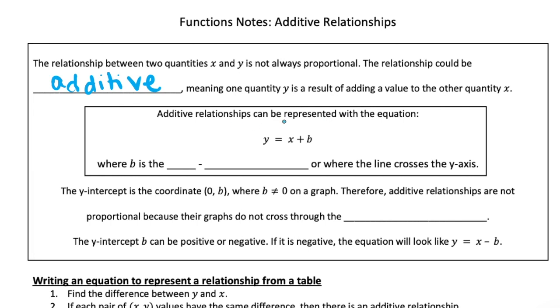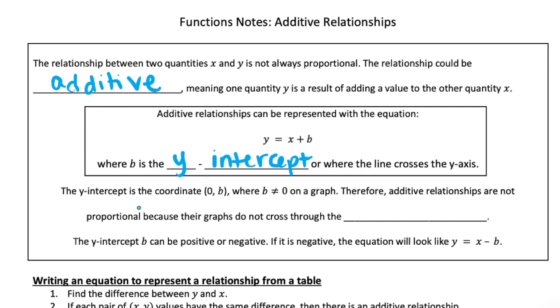So an additive relationship can be represented with the equation y equals x plus b, where b is called our y-intercept, or that's where it would be crossing the y-axis. We kind of talked about the word intercept. It sounds like intersection, so where two roads cross, that's where they meet. So a y-intercept is where our line will meet the y-axis, and that's where they cross.